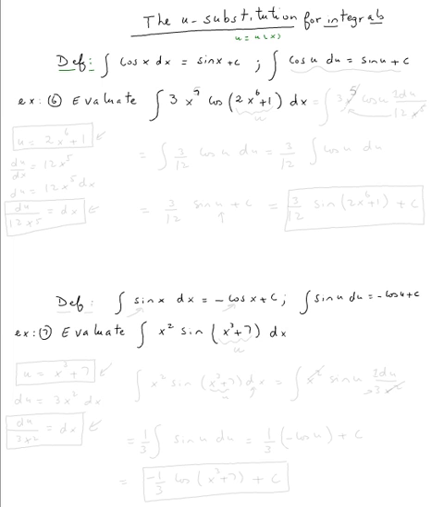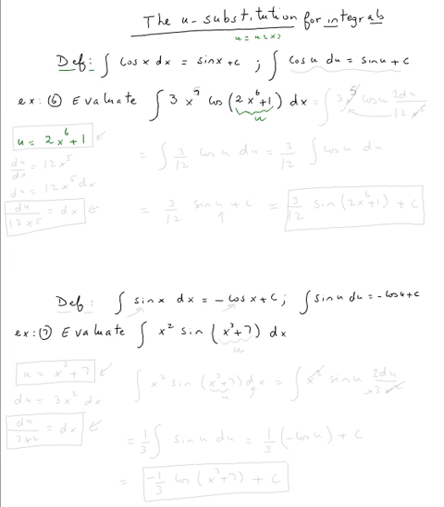So let's do example 6. Evaluate the integral of 3x to the 7 cosine of 2x to the 6 plus 1 dx. Again, we need to use the substitution method, and whatever is between parentheses, we call it u. So the substitution we're going to do is u is equal to 2x^6 plus 1.